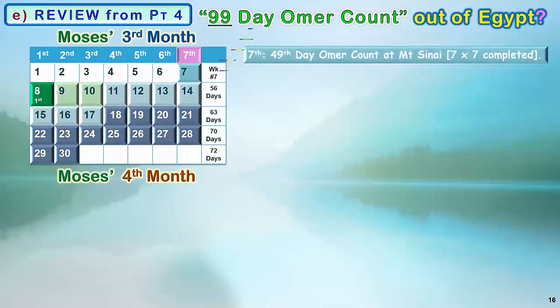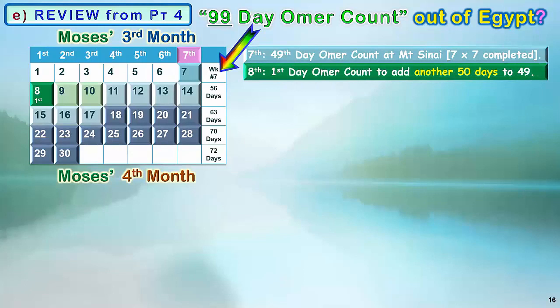Well, there is the 7th week completed. It is the 49th Omer count at Mount Sinai. 7 by 7 completed. The 8th, that's the first day Omer count to add another 50 days to 49. Yes, another 50 days. Cannot find that in scriptures, but this is what we're told. Let's track the movements of Moshe in this new 1 to 50 count.